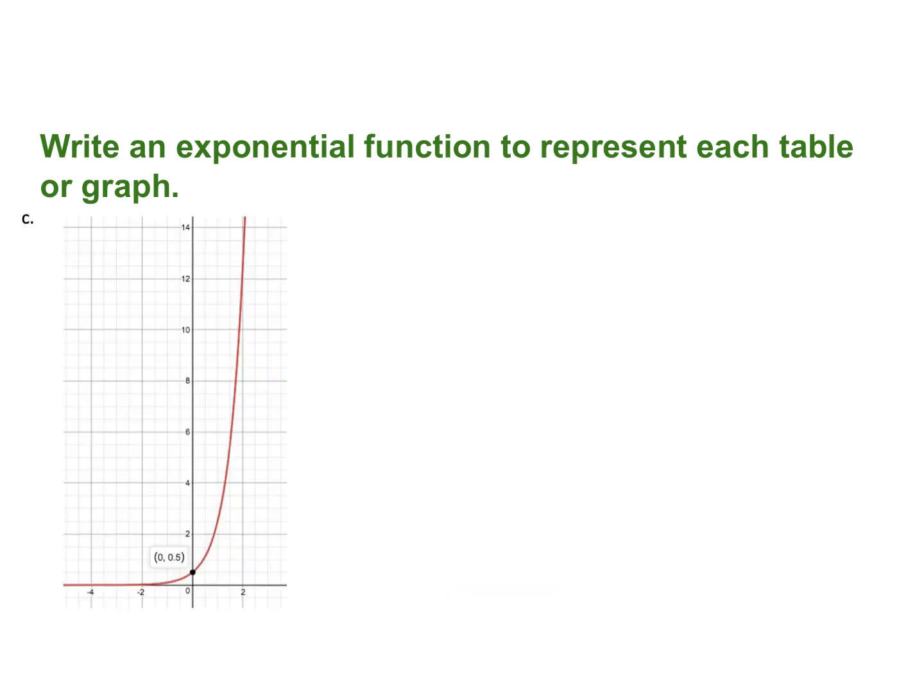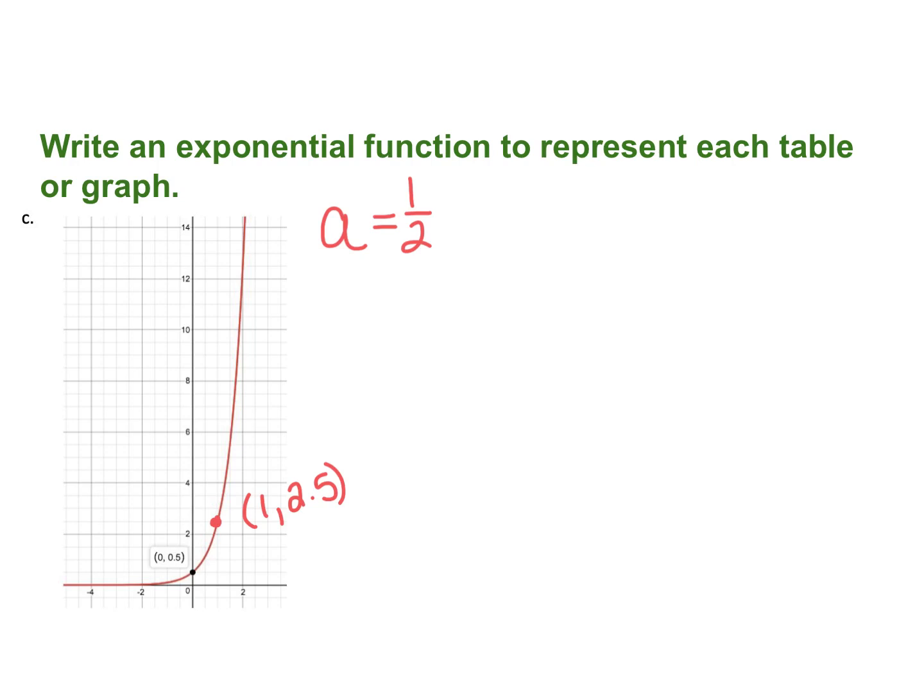Next, we're going to write the function from a graph. So the first thing I notice is that I'm given my a value, it's 0.5 or 1/2. And I'm going to need to find another value along here. So it looks like I have a point right here. And that ordered pair would be (1, 2.5), because each little block here would be a quarter.